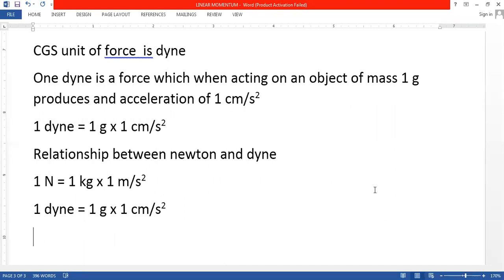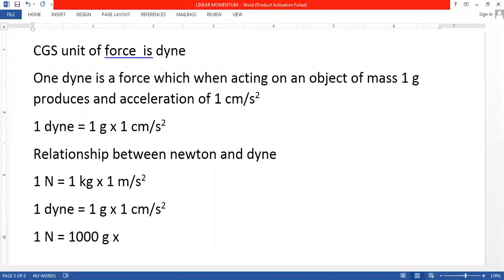So let's try to convert it. 1 Newton is equal to 1 kg. Now in 1 kg, how many grams are there? Let me convert kg to gram. In 1 kg, how many grams are there? 1000 gram. Very good. So instead of 1 kg, I write 1000 gram into. Now what is the relation between meter and centimeter?